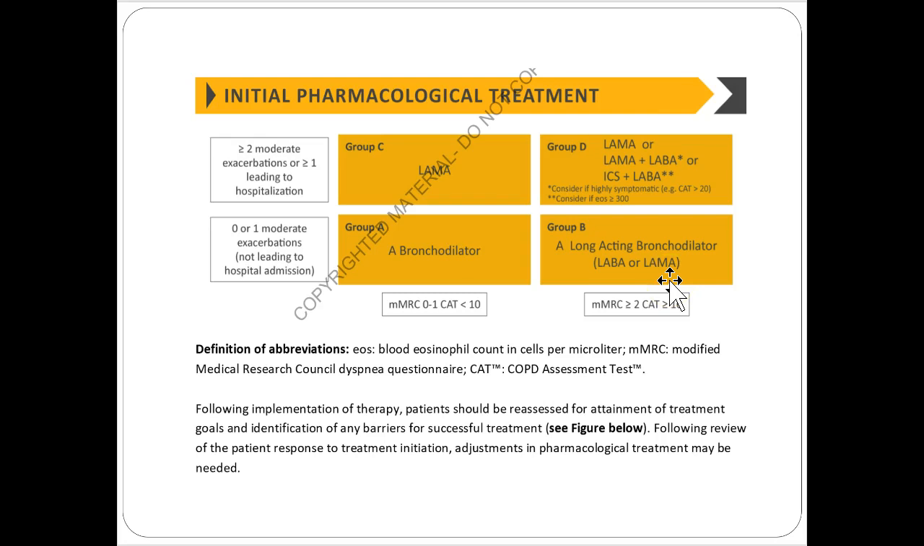So. Group B is adding your long-acting bronchodilator, and here you can pick a LABA or a LAMA. It doesn't really matter which one according to the guidelines. Group C says if you aren't on a LAMA now, you are now on a LAMA. And then Group D says you either use LAMA, LAMA plus LABA, or ICS plus LABA, and then you can consider triple therapy at that point as well. But they don't actually say that here, but they do say that somewhere else in the guidelines.